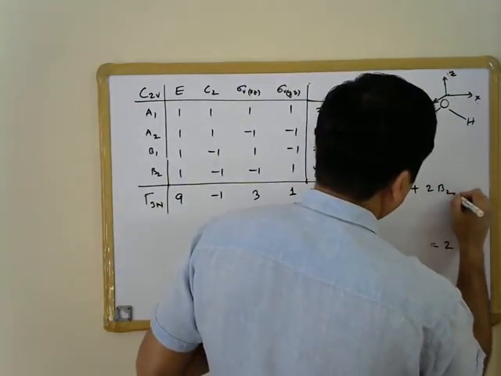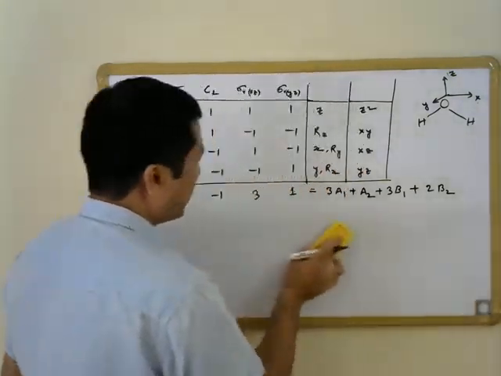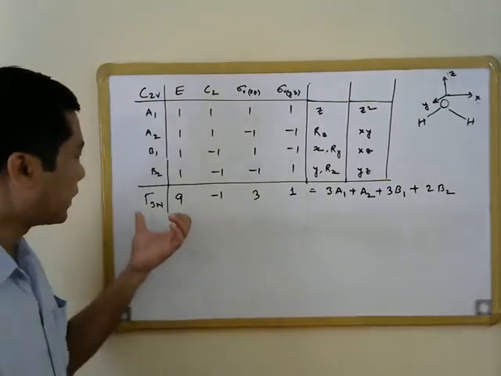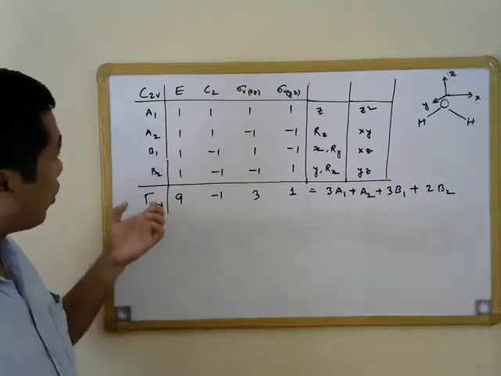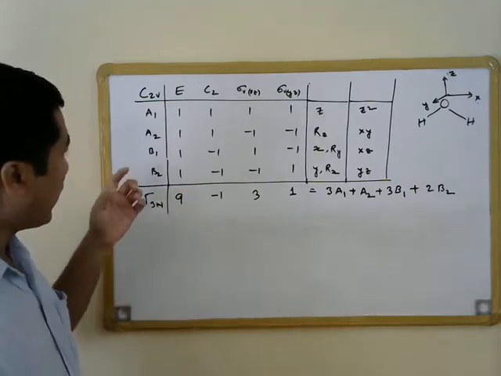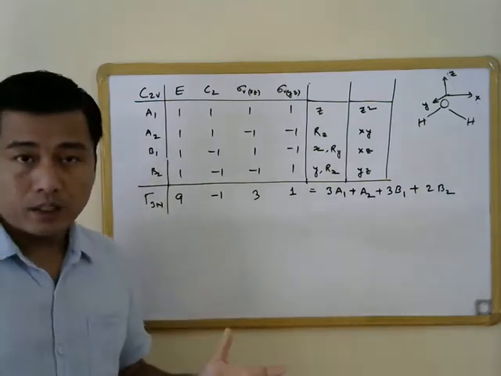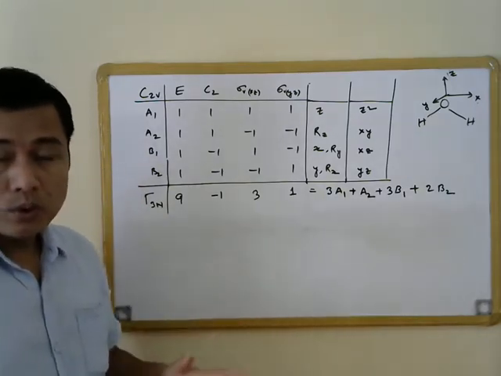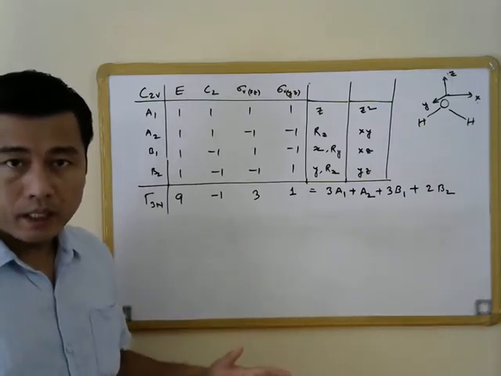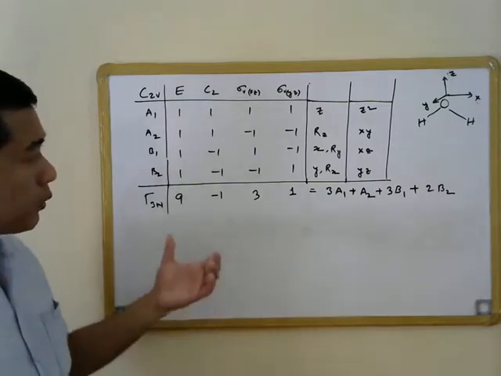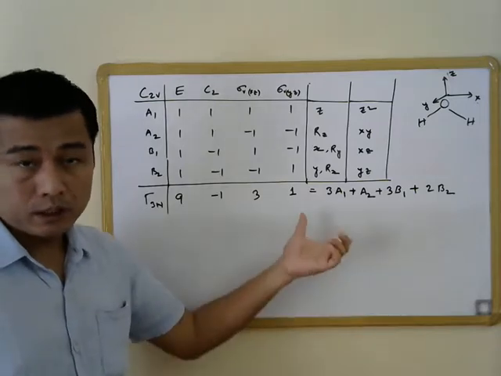2 B2. So now we should check whether the answer is correct or not, because we know gamma 3n is a 9-dimensional reducible representation, and all the irreducible representations here, A1, A2, B1, B2, are 1-dimensional. So we need 9 of such 1-dimensional representations to build a 9-dimensional reducible representation, and we should see if there are total 9 irreducible representations present in this case or not.